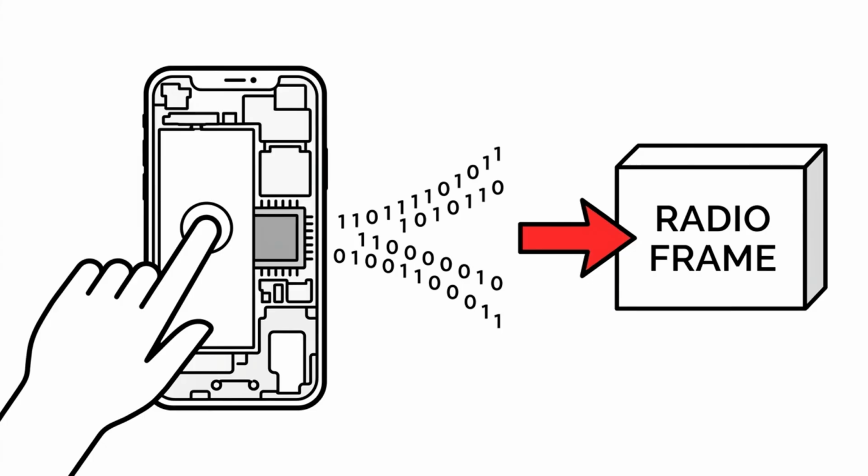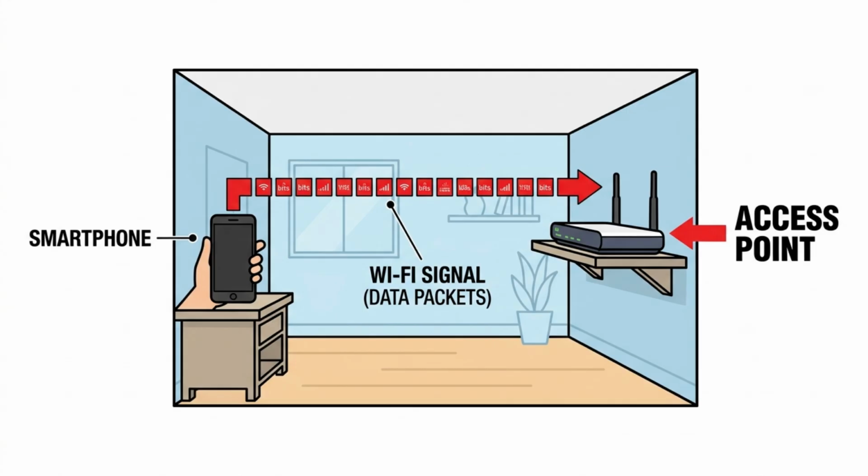Your phone doesn't send these frames out into the world randomly. It sends them to one specific device sitting somewhere in your house, your wireless router, more accurately called an access point. That little box on your shelf is doing more than you'd think. It's a modem, a router, a switch, and a firewall all sitting inside one plastic case.